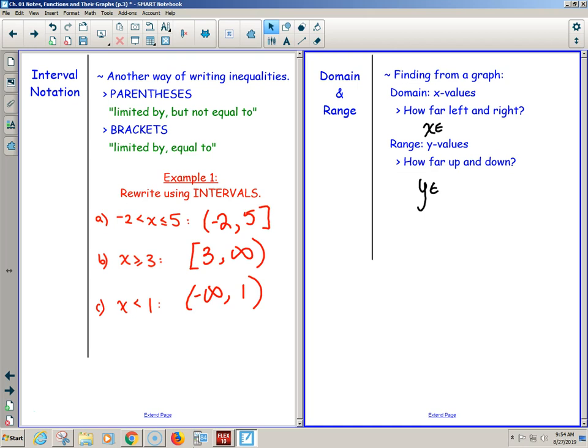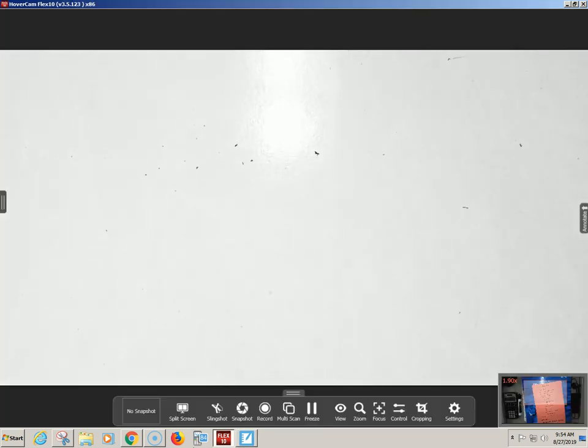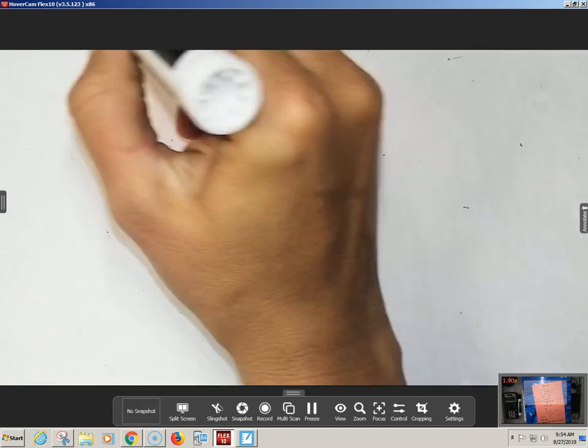Domain and range. So really quickly, before we totally jump into domain and range and that graph and the example that you guys have that you were looking at, can I ask you a quick question? What were the domain problems? Without looking back in your notes.